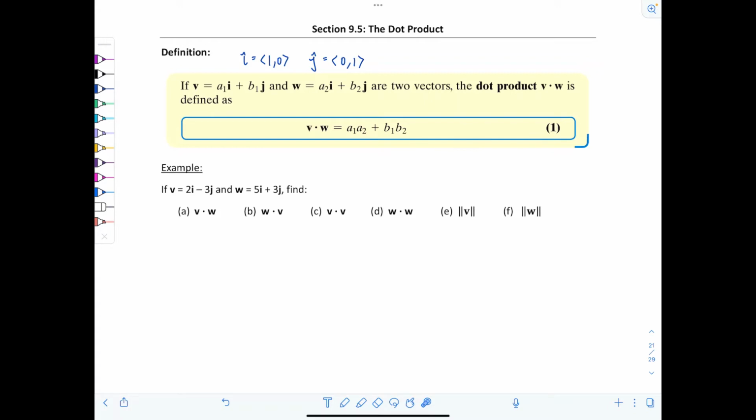Notice the result from dotting two vectors, or finding their dot product, yields a scalar. And for that reason, sometimes the dot product is referred to as the scalar product. So this is one way to multiply two vectors. There's another definition for multiplying vectors, which you'll learn later, and the result yields another vector. So keep it straight, dot product yields a scalar quantity, not another vector.